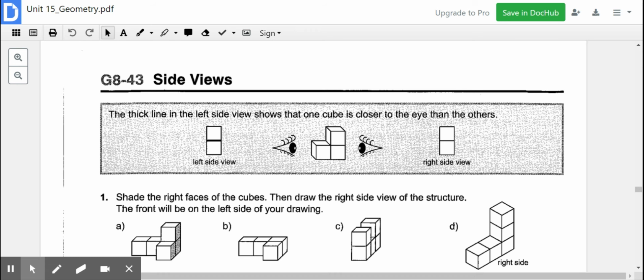Hello, welcome to the second lesson in Unit 15 Geometry. This is lesson G8-43, Side Views. It's a continuation of the last lesson, which was on top and front views.